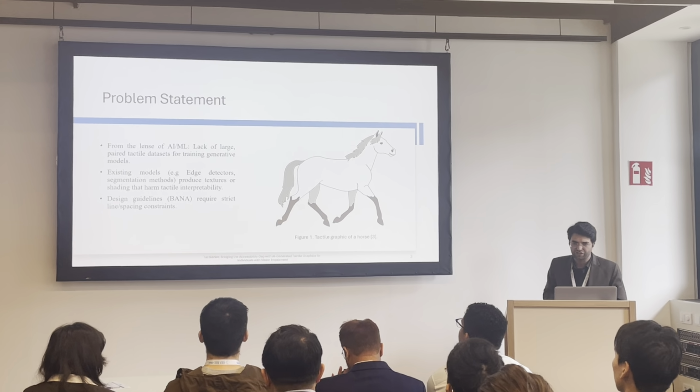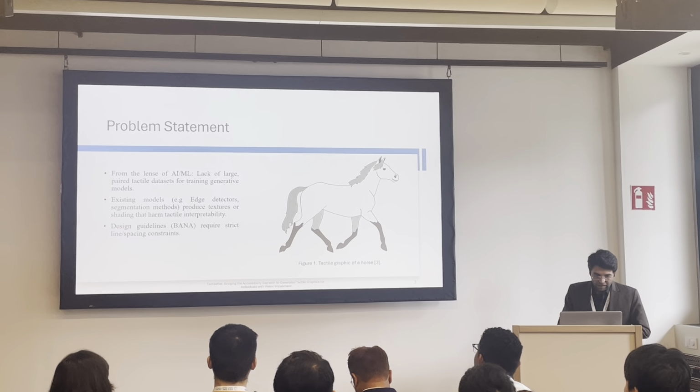And there are quite a lot of guidelines. For example, the BANA guideline, which stands for Braille Authority of North America, requires some strict rules and principles, for example, line and spacing constraints.